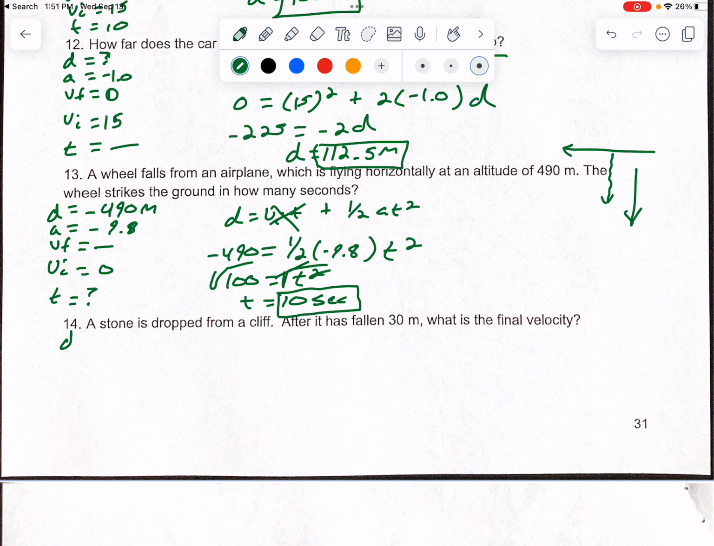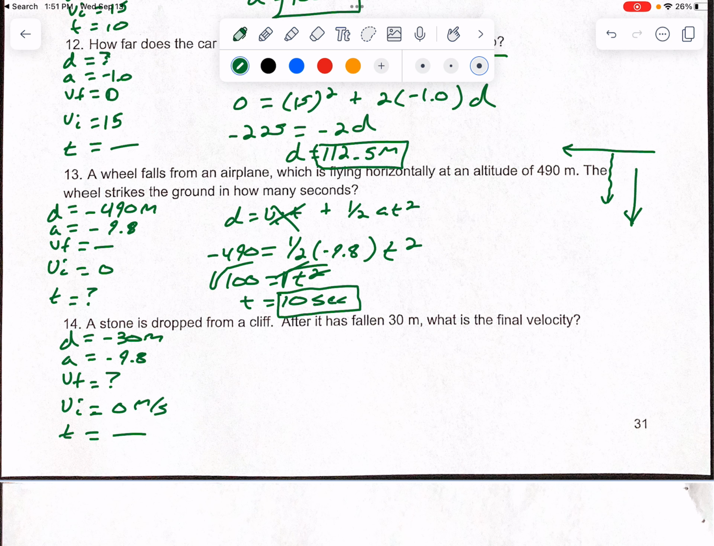What is the final velocity? So we're going to set up our Daffy T. Now it's falling, so negative 9.8 is going to be your acceleration. It's falling 30 meters, so that's negative 30 meters. Okay, what is its final velocity? And when you dropped it, it didn't have any velocity first, so that's 0. And T we don't care about.